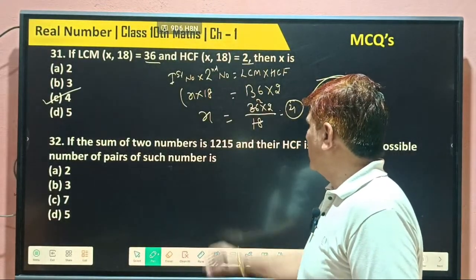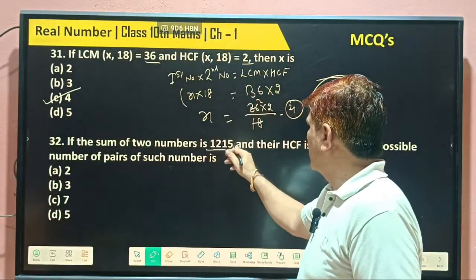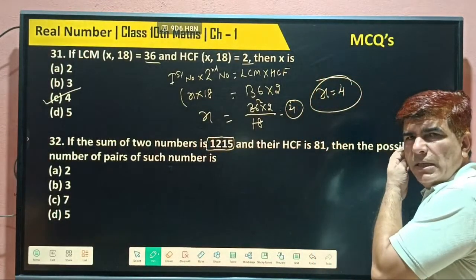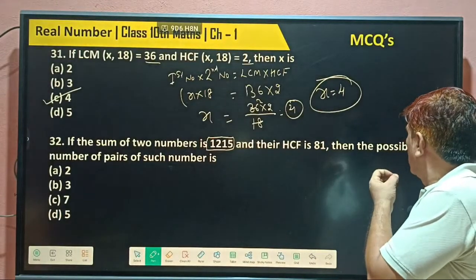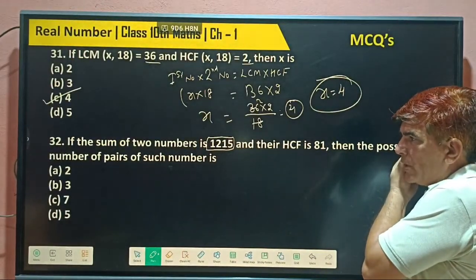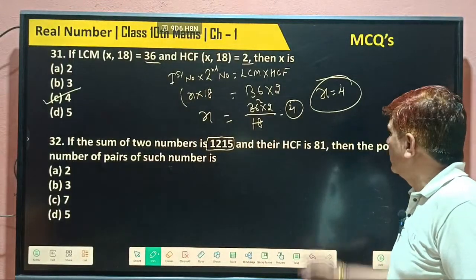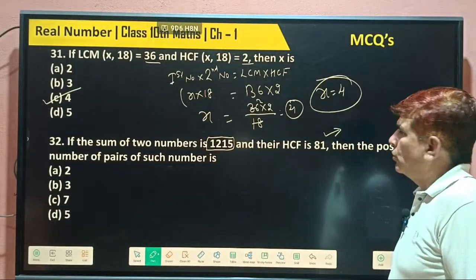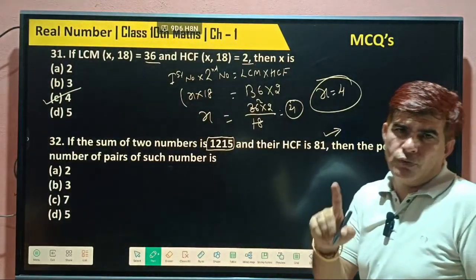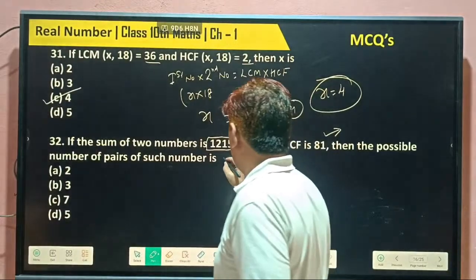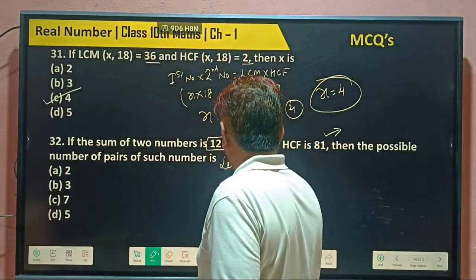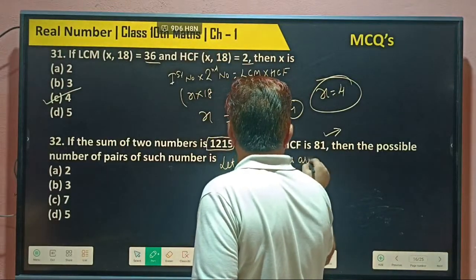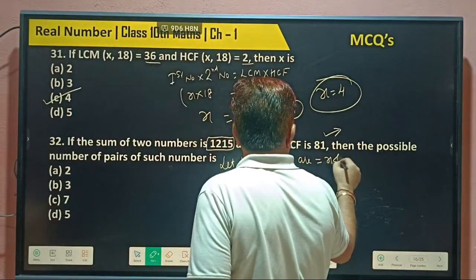If the sum of two numbers is 1215, and their HCF is 81, then you have to find out the possible number of pairs of such numbers. So their HCF is 81. So HCF is always a factor of the given numbers. So we can select two numbers, X and Y.